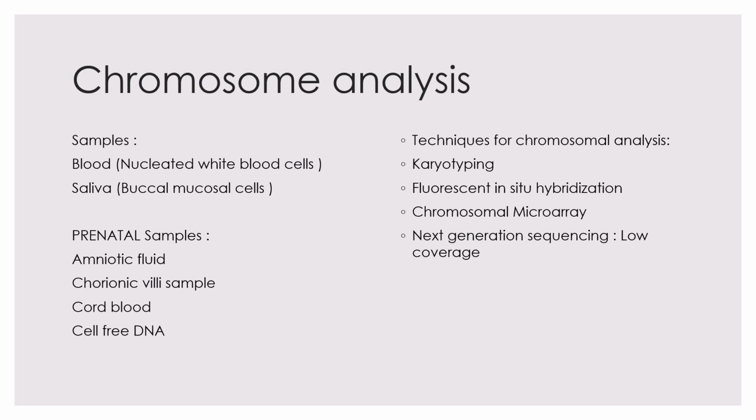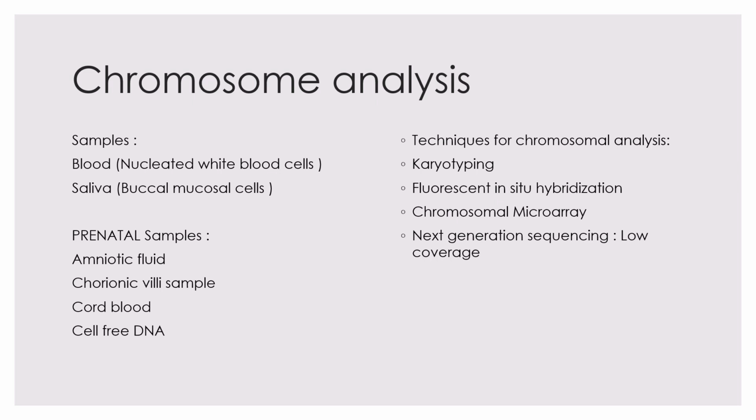Now for chromosomal analysis, what we mainly use is blood or saliva. From blood, can we use RBCs? No, we cannot use RBCs. Why? Because RBCs don't have a nucleus, and when there is no nucleus, there is no chromosome, right? So we'll take the white blood cells, which are nucleated, and use them for chromosomal analysis.